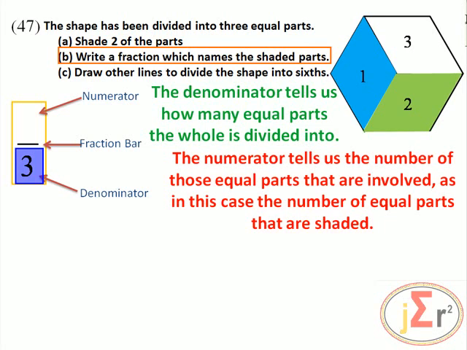How many equal parts are shaded, Jerry? 2. Right, so the 2 will represent the numerator, the number of equal parts that we are talking about. The denominator is the number of equal parts that the whole is divided into, and the numerator will tell us the number of those equal parts that we are talking about.